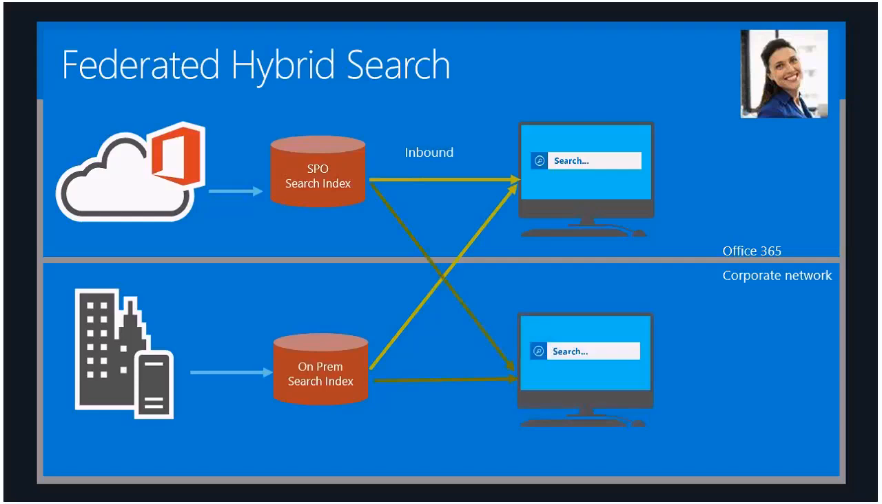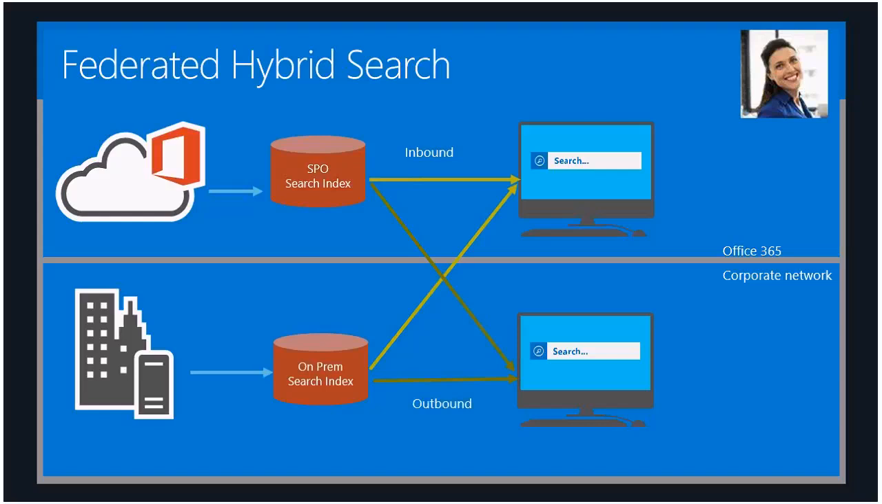Okay, if the user is on the SharePoint on-premise search center, they type something, and in the same way they can get the result from both the SharePoint Online or the SharePoint on-premise search index. So this is exactly the outbound federated hybrid search topology.